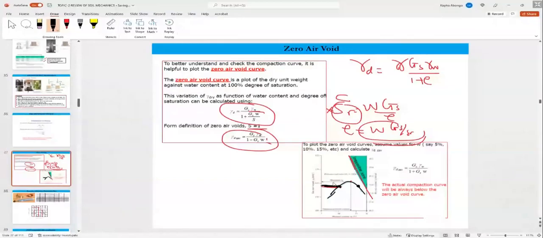To give it a try. Anybody? Are you able to estimate the water content when the soil is saturated? Are you? Let me get some reaction.